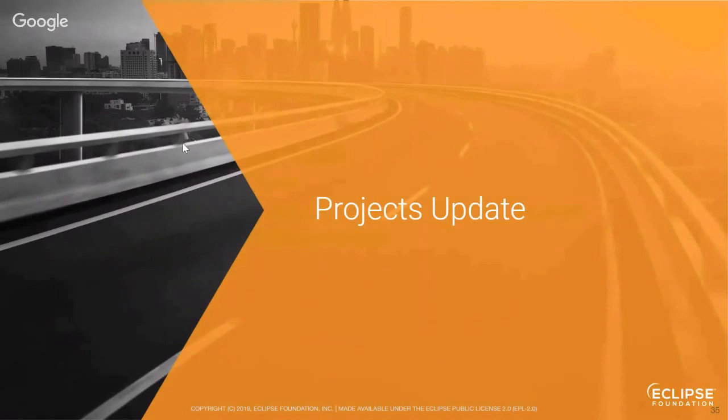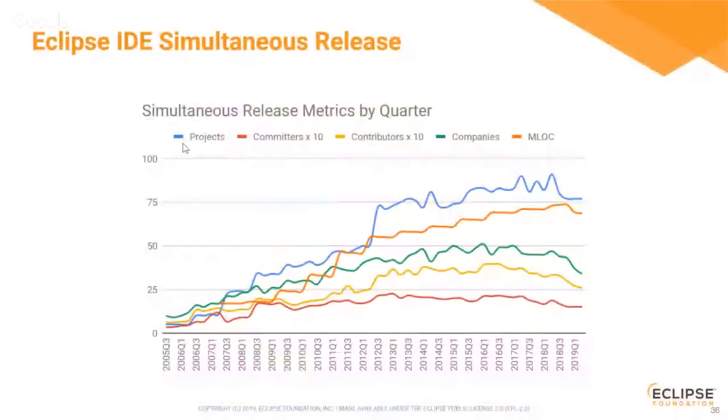I'll do a quick project update. Our simultaneous release went out on schedule in June 2019. Just some basic metrics. You'll notice a little drop near the end on all of our metrics. We had a handful of projects drop out for the last few cycles. This probably represents a certain amount of stabilization of many of the projects involved in the simultaneous release. I still think this shows a healthy chart of the work that we're doing there.